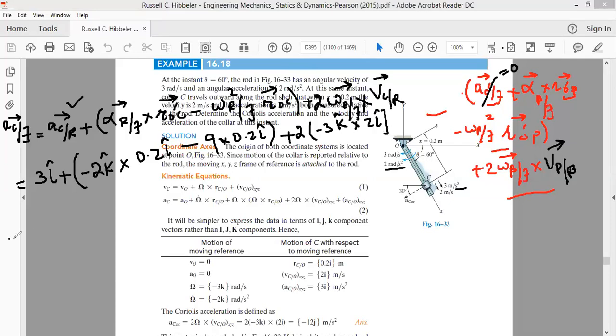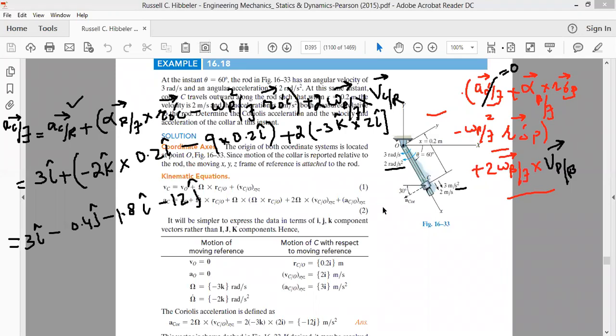Now let's solve it very quickly. So this will be 3 i, that is k cross i. K cross i is j. So this is minus 0.4 j cap. Then this is minus 1.8 i cap. And for the last term, 3 twos are 6, 6 and 2 are 12. So this is minus 12, and k cross i is equal to j cap. So this is minus 12 j cap.